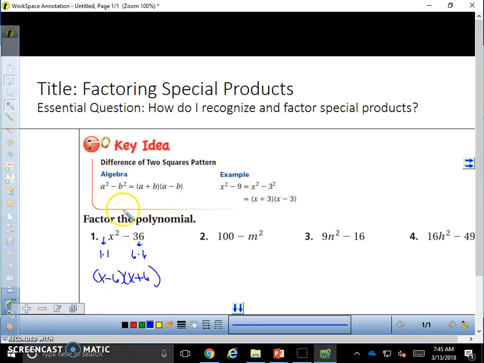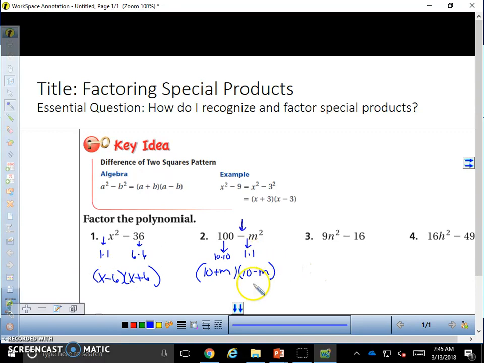This pattern only works with a binomial that you're trying to factor. For this one, we have a perfect square of 1 times 1 and a perfect square of 10 times 10, and there is that subtraction sign in between them. So we know we can simplify this to 10 plus m times 10 minus m.